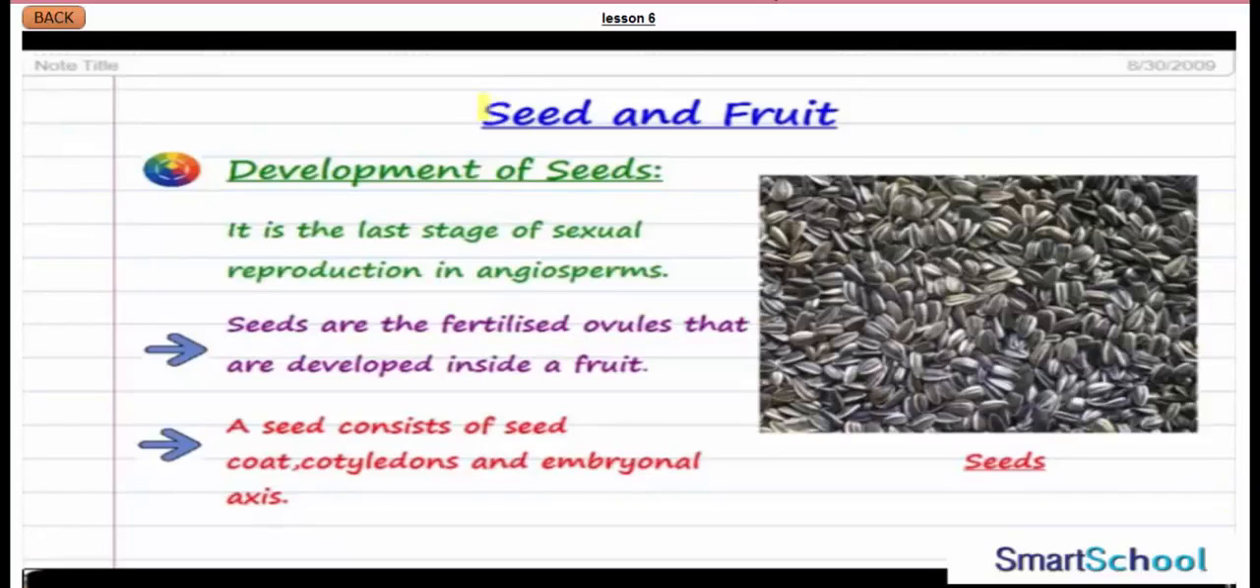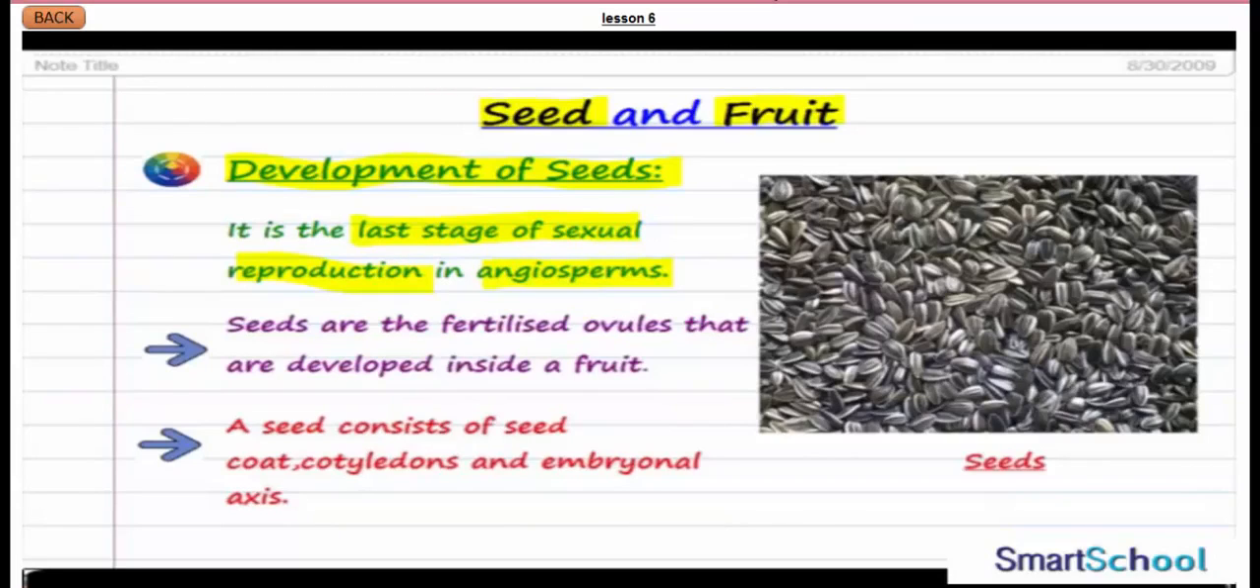Begin with the next topic, that is the seed and the fruit. The very first subtopic we do under this is development of seeds. That is how the seeds are developed. Now the development of seeds is the last stage of sexual reproduction in angiosperms, that is the flowering plants.